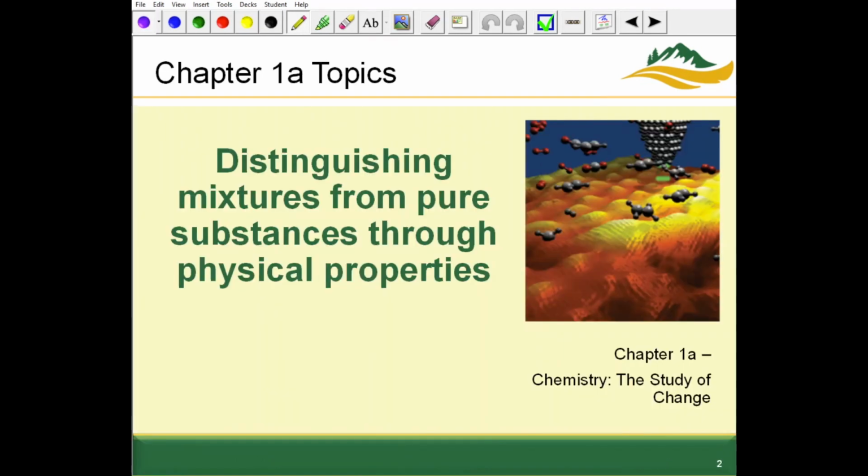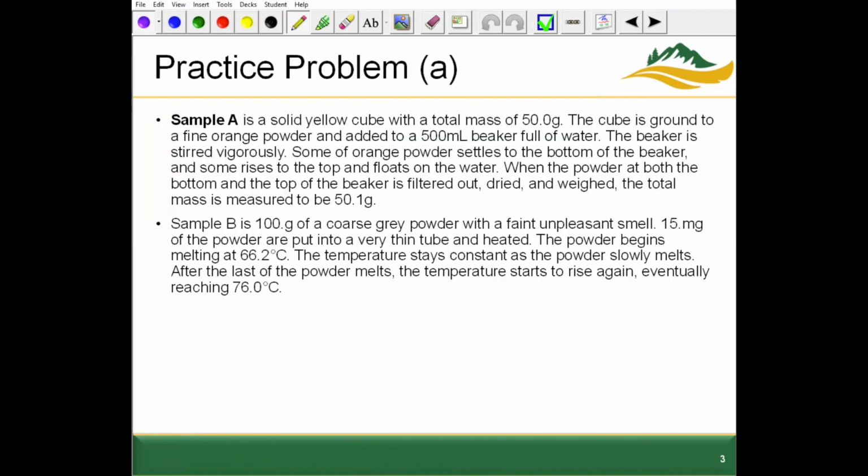The first topic we're going to talk through together is distinguishing mixtures from pure substances through their physical properties specifically. So in ALEKS, when you're presented with problems like this, you'll see example problems like sample A is a solid yellow cube with a total mass. The cube is ground to a fine orange powder, so we know something about the color, and added to a 500 milliliter beaker full of water. The beaker is stirred vigorously. Some of the orange powder settles to the bottom of the beaker, and some rises to the top and floats on the water.